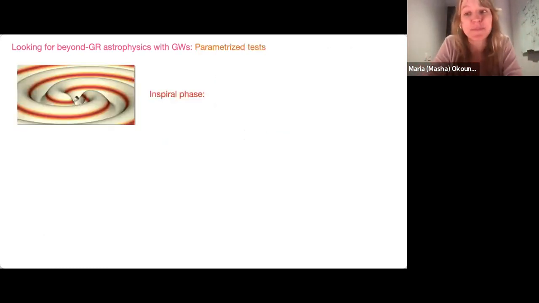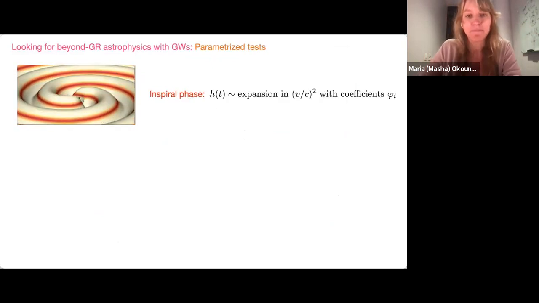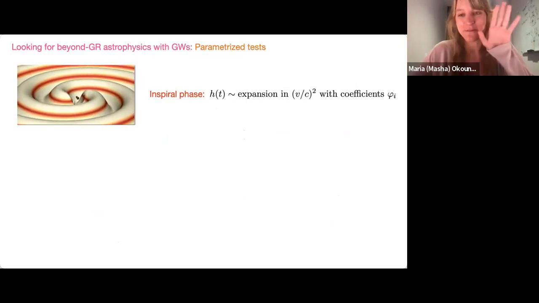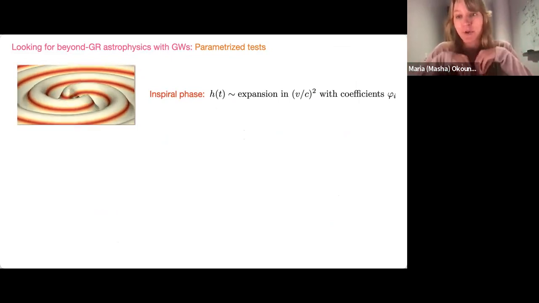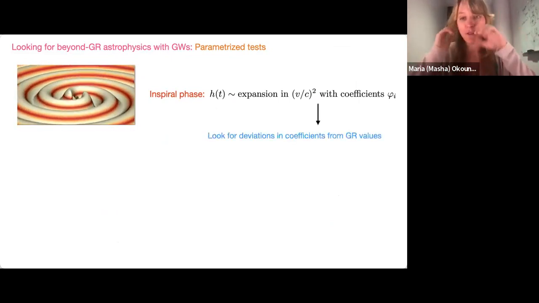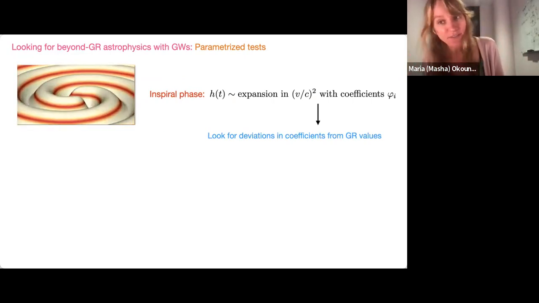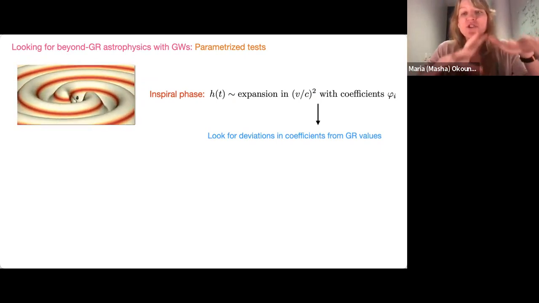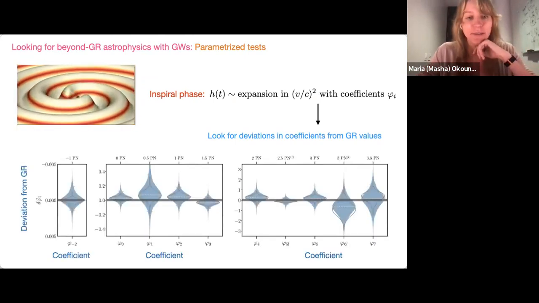And there are also what are known as parameterized tests. The inspiral phase of a binary black hole merger, for example, when the black holes are going around each other, can be described in an expansion of v over the speed of light, where v is the characteristic velocity of the system, squared, governed by some coefficients. The important thing to note is that these coefficients have very precise values in general relativity for a given physical system. And so what we're going to do is look for deviations in these coefficients from their values in general relativity.